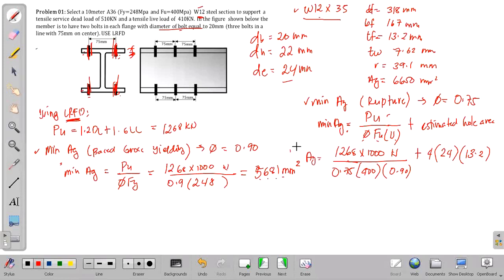So, ano yung magiging minimum AG natin dito? Minimum AG based on the rupture. Kindly calculate this value. 5,900. 19.05, ma'am. So, ilan ito?